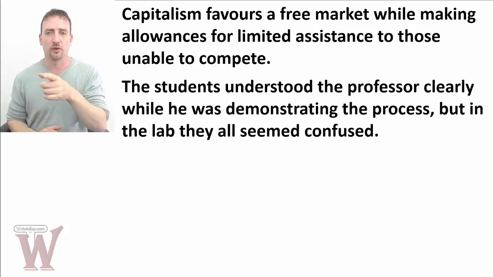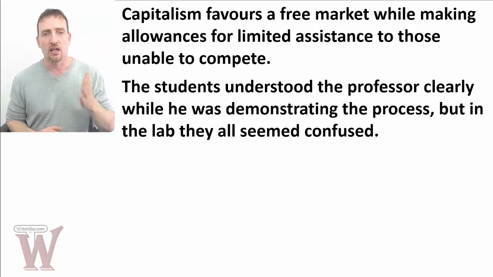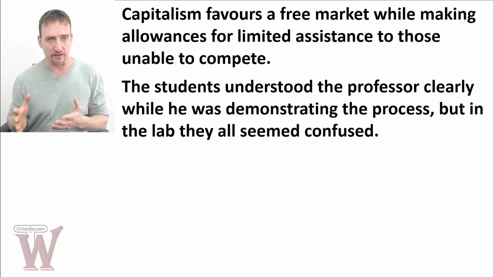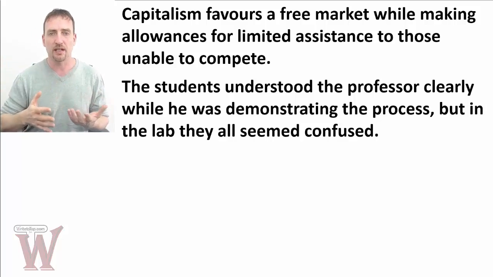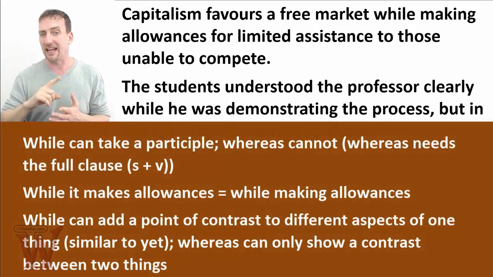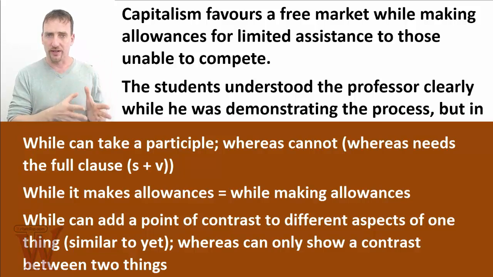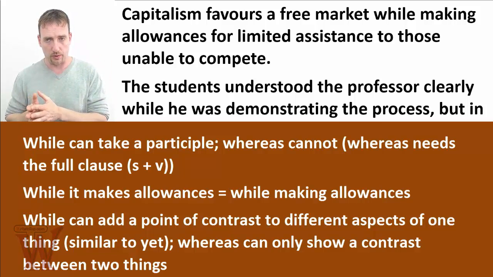Another difference, notice that after while, I'm using making, I'm using a participle. Capitalism favors a free market while it makes allowances for limited assistance to those unable to compete. So we're talking about capitalism in both clauses. The subject of the second one is it, which is capitalism. And I'm using a participle. I can't use a participle with whereas. After whereas, you must have a full clause with subject and verb, okay?